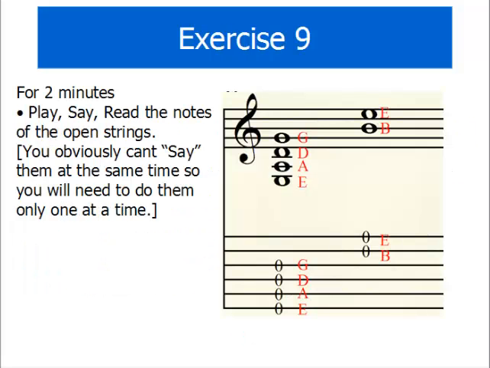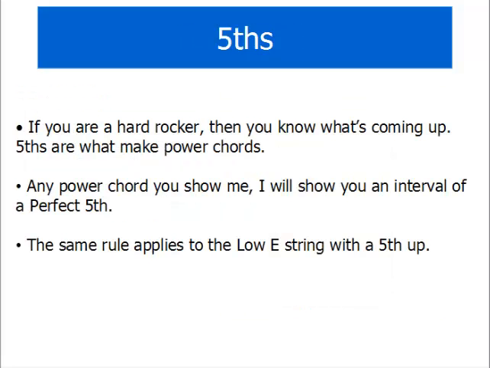Now, for exercise 9, play, say, read the notes of the open strings. You obviously can't say them all at the same time, E, A, D, G. So, one at a time, we're going to say E, look at the note, A, look at it, D, and G. Okay? And then there is B and E too. Alright, so spend some time looking at those notes. They're all piled on top of each other.